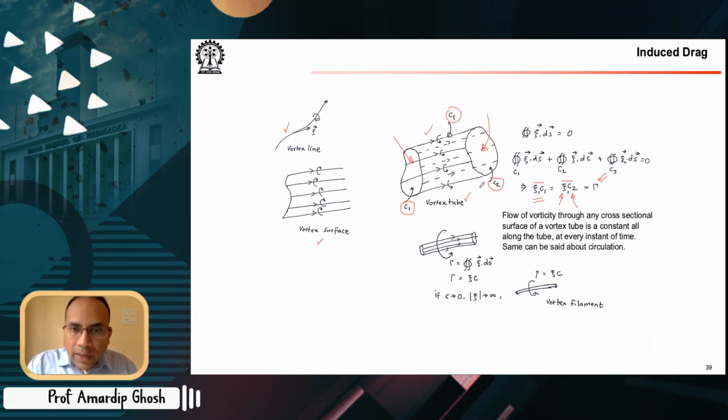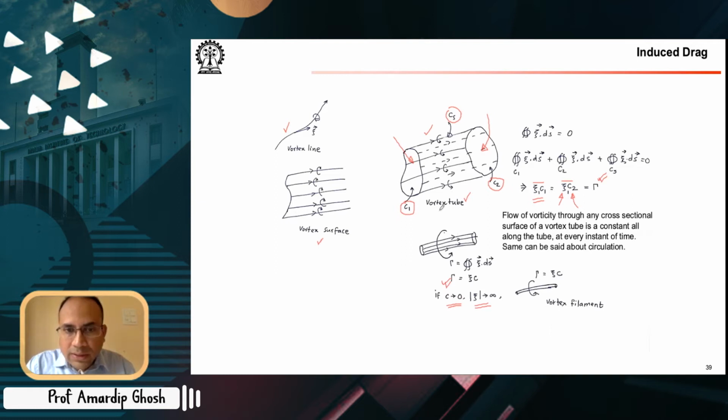Now, if you have a region where your cross-section area has shrunk to a very small number, so if the area has gone to 0, your vorticity will increase indefinitely, so that the product still will be the same. So that's the way the strength of the vortex tube is conserved, and we will see that this follows from the divergencelessness of the vorticity field.